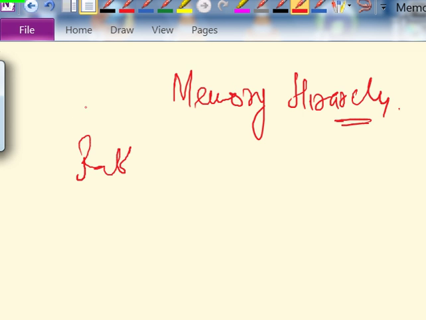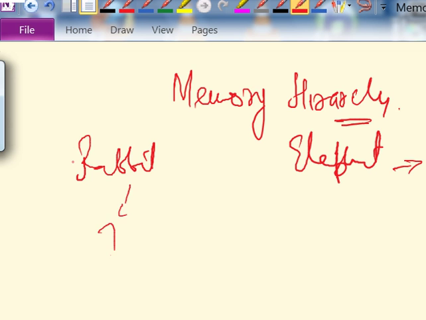A rabbit and an elephant. Elephant is something big, which can store huge, but elephant can't run fast. Rabbit runs fast, but he is small. And we want both. We want something which is big, and we want something which is fast.